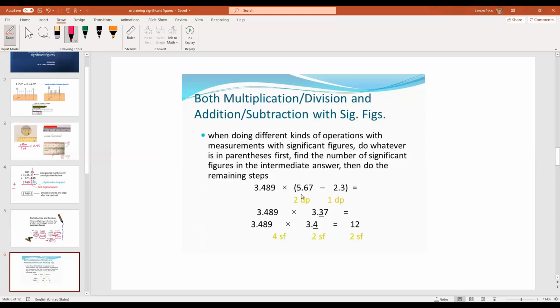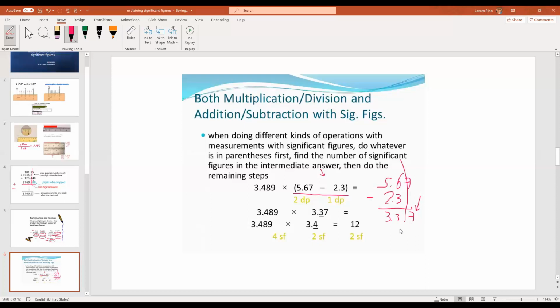If there were no parentheses, you have to multiply or divide first and then add or subtract. Well, as we have here a subtraction in parentheses, this is the first operation. So you say 5.67 minus 2.3. And then you make a line through here. You do your operation as normal and it will be 3.37.